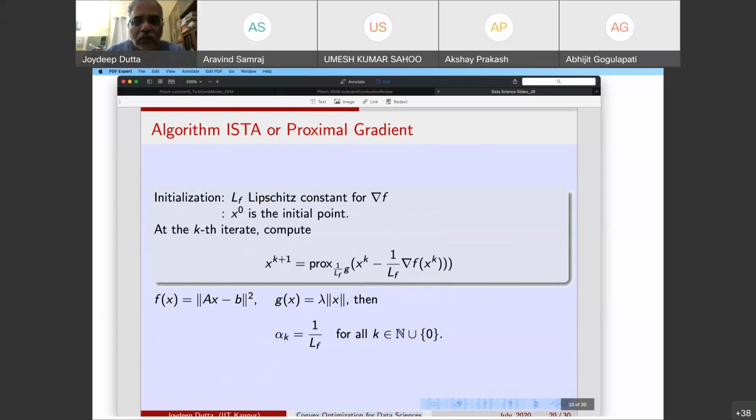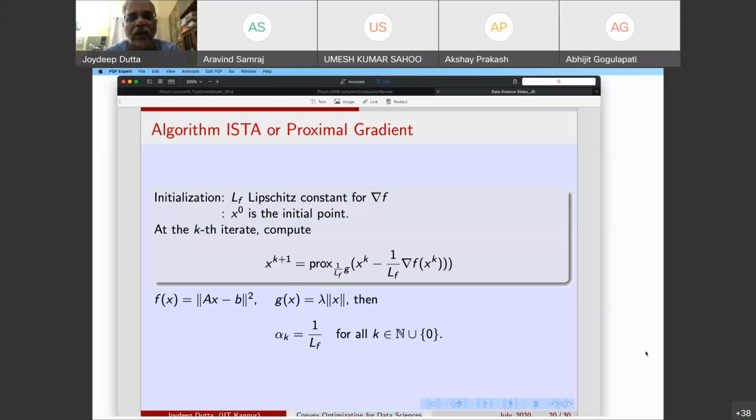So what happened here? This is what is called ISTA, or the proximal gradient algorithm, the iterative soft thresholding algorithm. It's a name borrowed from the image processing community. So you see, you have the Lf, that Lipschitz constant for grad f. x naught is the initial point, and you just do that iteration.